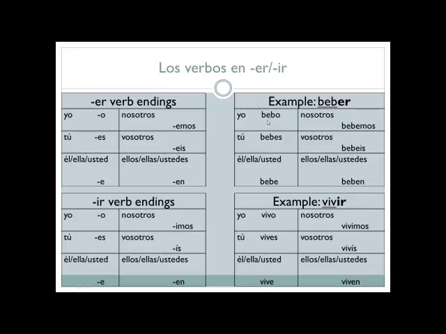So beber becomes yo bebo, tú bebes, él, ella, usted bebe, nosotros bebemos, vosotros bebéis, ellos, ellas, ustedes beben. And vivir becomes yo vivo, tú vives, él, ella, usted vive, nosotros vivimos, vosotros vivís, and ellos, ellas, ustedes viven.